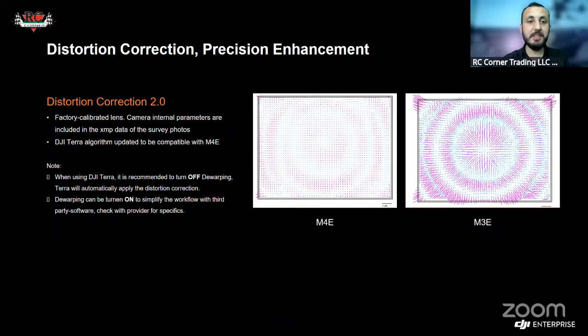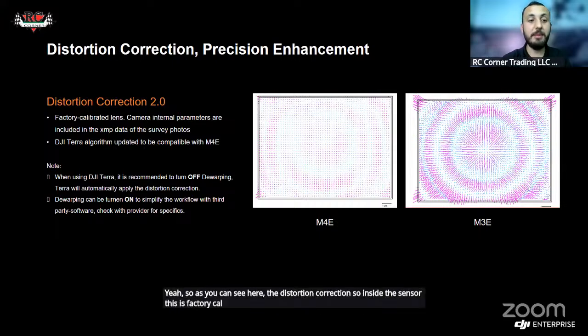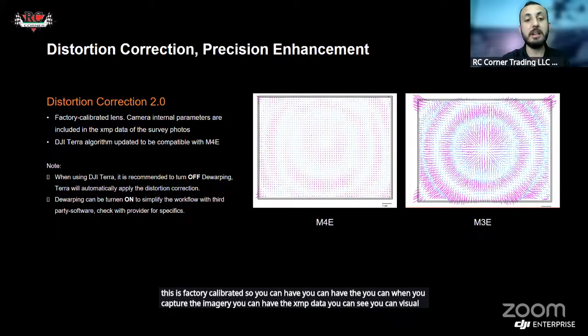Yeah, so as you can see here, the distortion correction. Inside the sensor, this is factory calibrated. So when you capture the imagery, you can have the XMP data, and you can visualize the survey photos afterwards and check the accuracy.